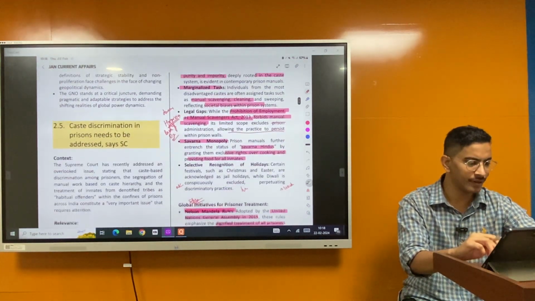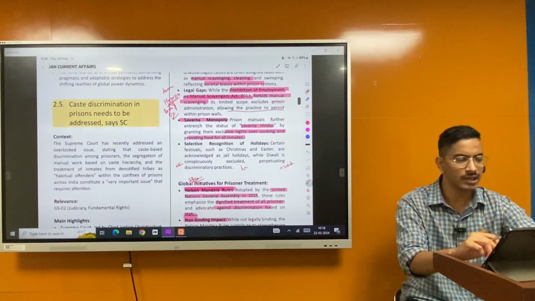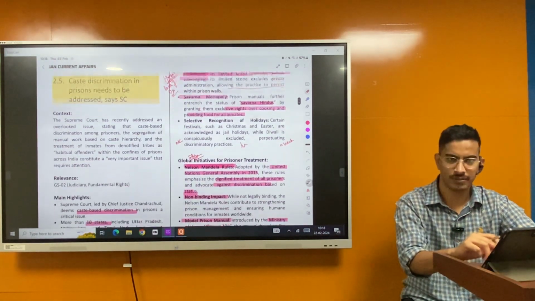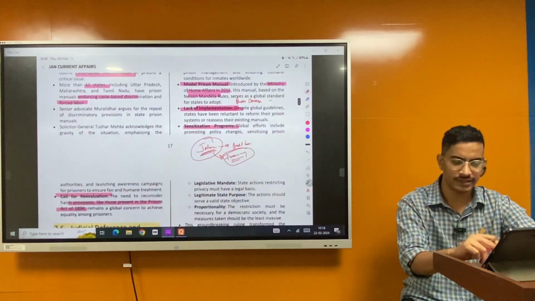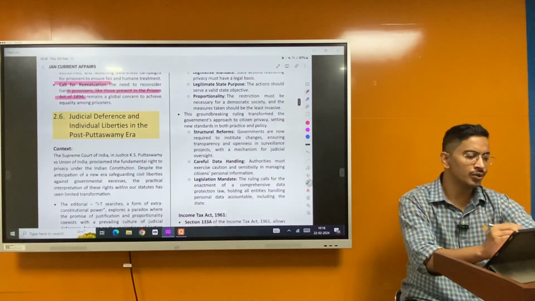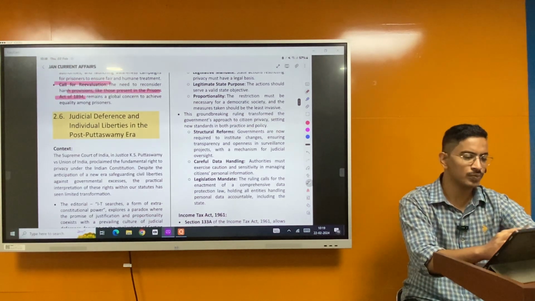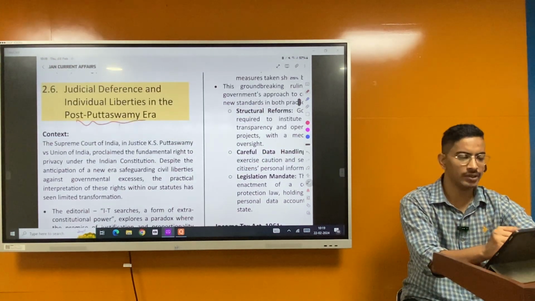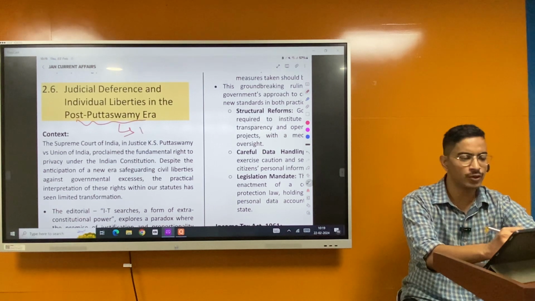Then we saw caste discrimination in prison needs to be addressed. I've given you some stats in this. Then judicial deference, individual liberty in post-Puttaswamy era. So this Puttaswamy case is related to right to privacy.